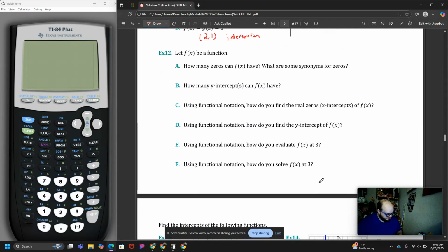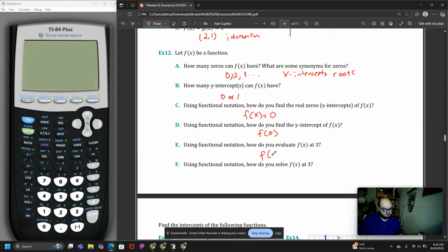Okay, and this is kind of vocabulary. So there can be 0, 1, 2, 3. We know that those x-intercepts are the roots. You can only have 0 or 1 y-intercept. Using function notation, how do you find the real zeros? Well, we said that that was f of x is equal to 0. Using function notation, you plug in 0.